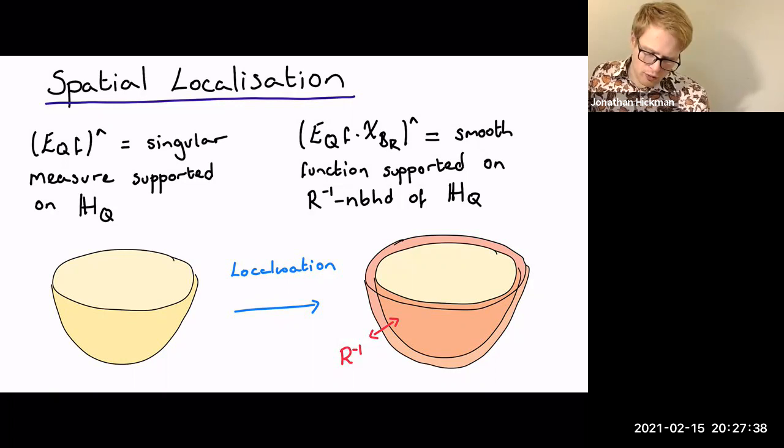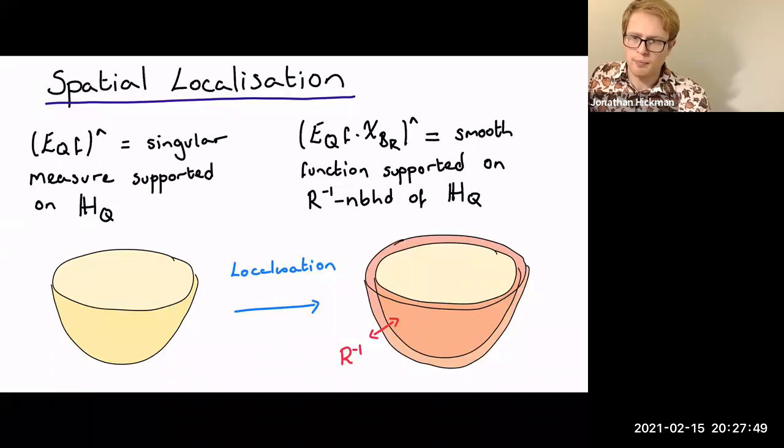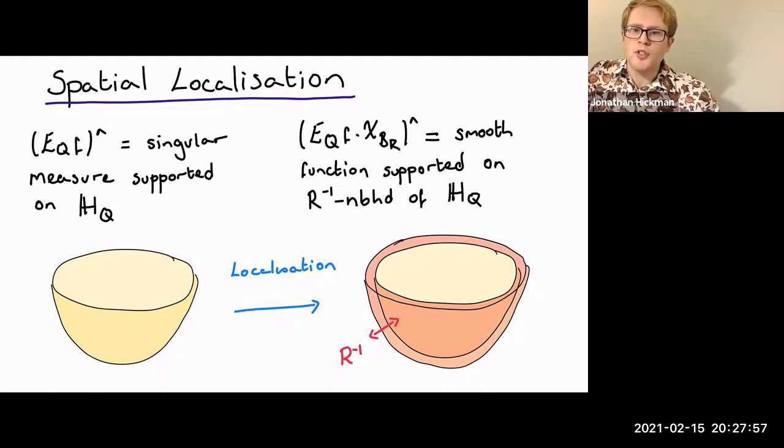However, once we introduce the spatial localization on the right-hand side, in the frequency domain, we get this reciprocal R uncertainty. And the effect of this is that the Fourier transform is now a smooth function, which is supported on a fattened up version of the hyperbolic paraboloid. So it's supported on a 1 over R neighborhood of our hypersurface. So by introducing this spatial localization at scale R, we resolve the singularity in the frequency domain to scale 1 over R.